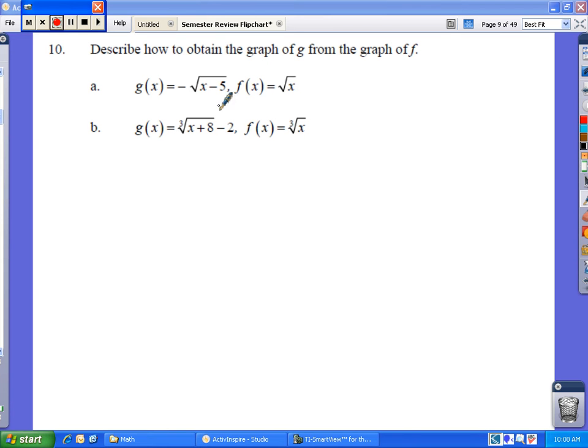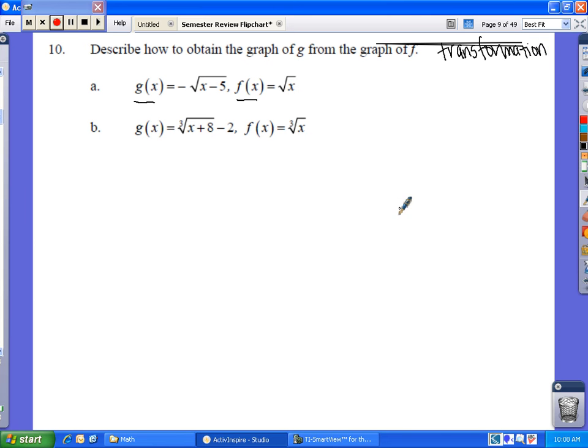Alright, so we're going to describe how you get the graph of G from the graph of F. So we are starting with the graph of F. This is also known as a transformation. So what happens to the graph from one to the other?